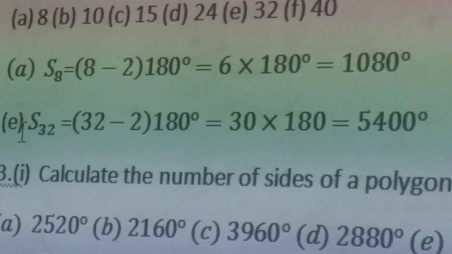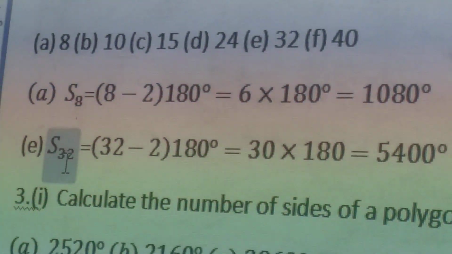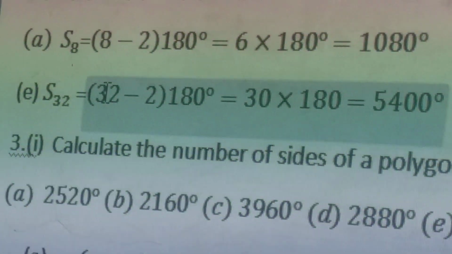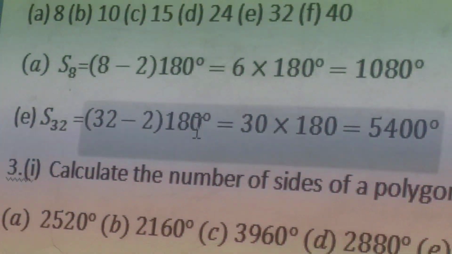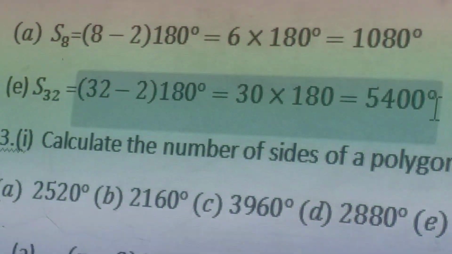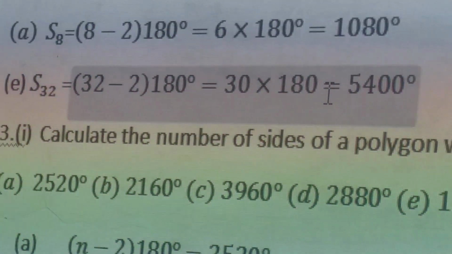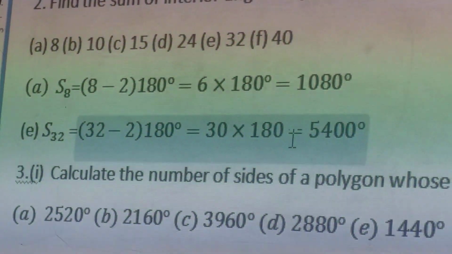Right, here we are saying at E, sum of interior angles of a 32-sided polygon is equal to (32 minus 2) times 180, which is equal to 30 times 180, which is equal to 5,400 degrees. So we can now calculate the sum of interior angles.